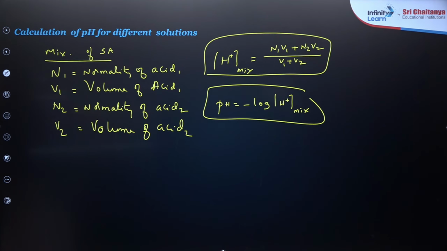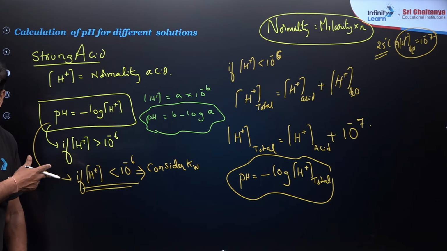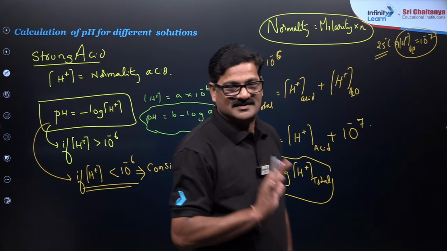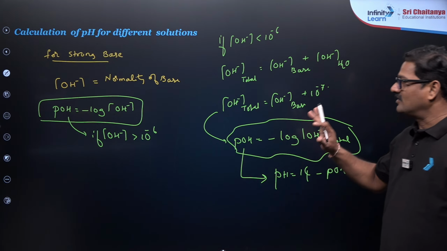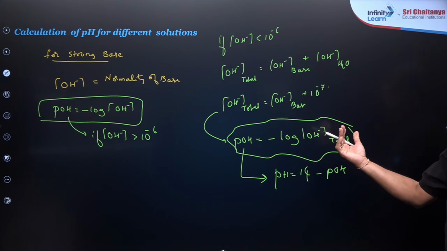My dear children, here you can see the calculation: for a strong acid, the condition 10 power minus 7 greater than, 10 power minus 7 less than. And for a strong base, 10 power minus 6 less than, 10 power minus 7 less than.